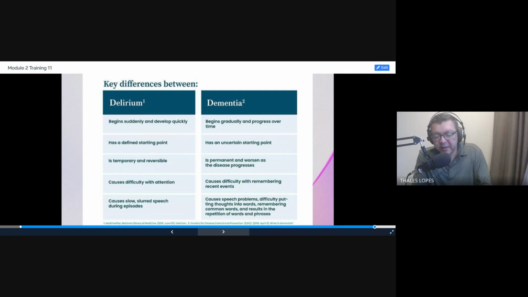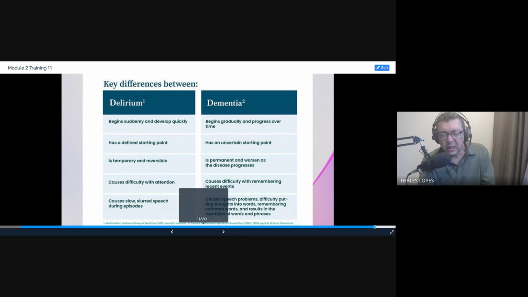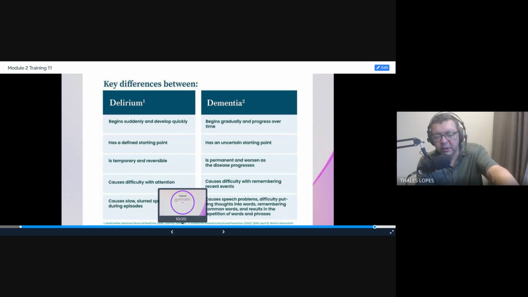It could be that long, depending on whether the patient stays in the hospital that long. It has a defined starting point. We can tell the day, or even the hour sometimes. It is temporary and reversible. We can reverse delirium. It causes difficulty in attention. Cognition is the hallmark. It causes slow, slurred speech during the episode.